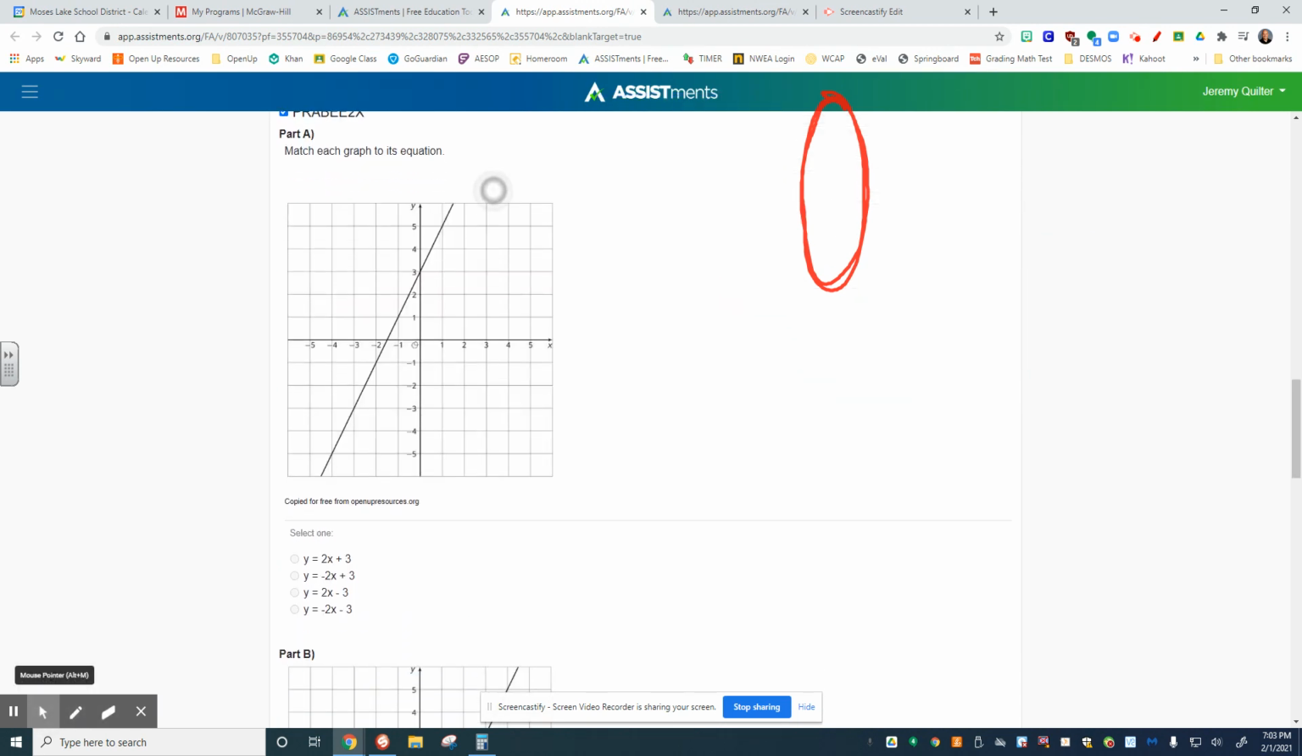Match each graph to the equation. I'm going to tell you right now that when you're going to match the graph to the equation, what you have to look for is two things: the slope and the y-intercept. This is review. So when we're looking for these, number one, look for the slope. Number two, look for the b term, which is the y-coordinate of the y-intercept. I'll do one of these, you do the rest of them.